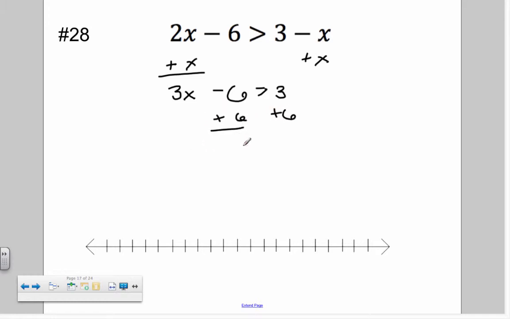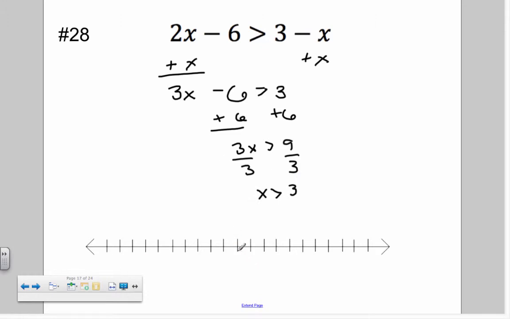Negative 6 plus 6 is 0, so I'm left with 3x on this side. And 6 plus 3 is 9. And then finally, I can divide by 3. So I have x is greater than 3.